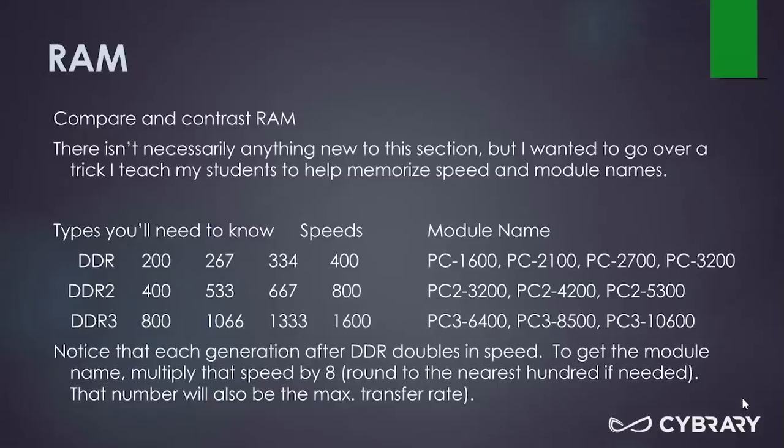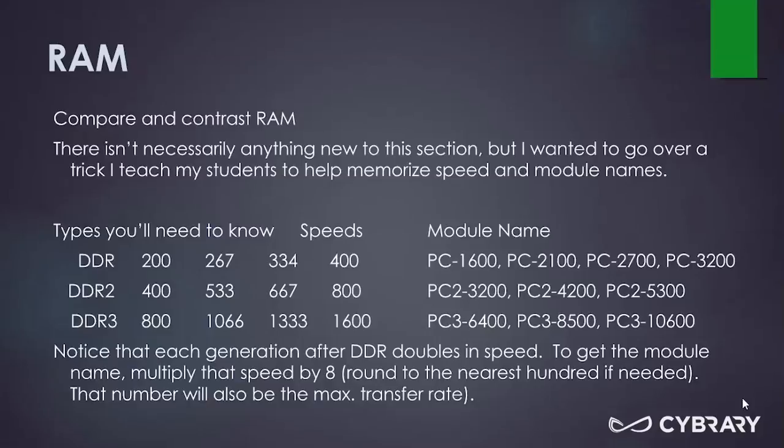When you come over to the module name, you're taking the speed for the DDR. So we're going to start with 200. You're going to multiply it by 8. If you get a number that doesn't end evenly on the hundreds, you're going to have to round up or round down. So 200 multiplied by 8 is 1600. That's the module name for a DDR that has a maximum speed of 200 megahertz, PC 1600. 267, you multiply that by 8, and then round down, you get PC 2100. 334, do the same thing, PC 2700, only now you're rounding up to get to 2700. And then 8 times 400 is 3200, and you can see under the module name, PC 3200 is the name associated with 400 megahertz.